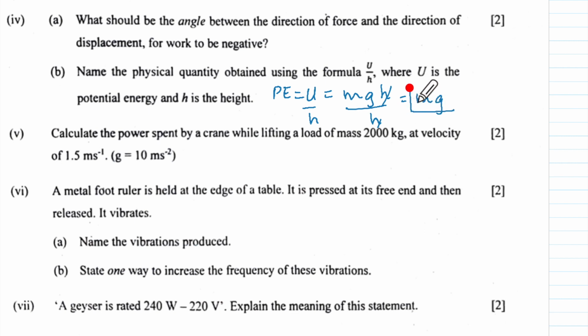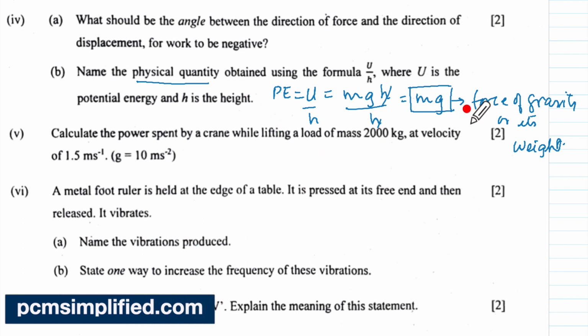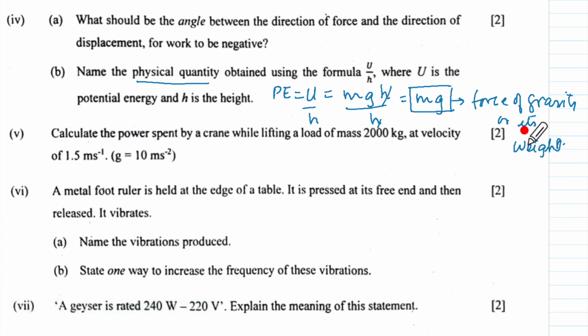Now what do we understand by mg? Mg is the force of gravity experienced by the body. So force of gravity or its weight. Remember the weight, the definition says that is the force of gravity. So which is the physical quantity? It is the force of gravity, and you can also put a slash and say that that's the weight of the body.